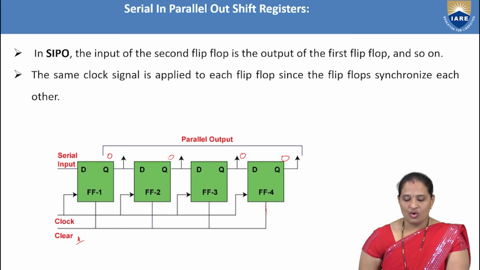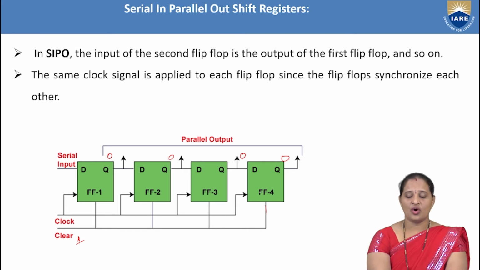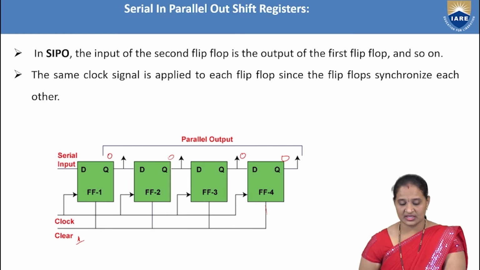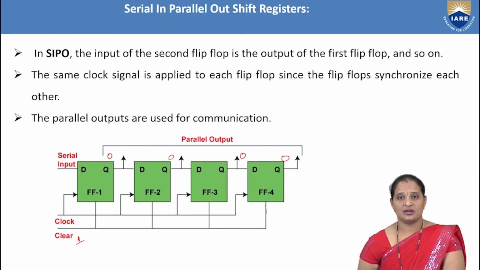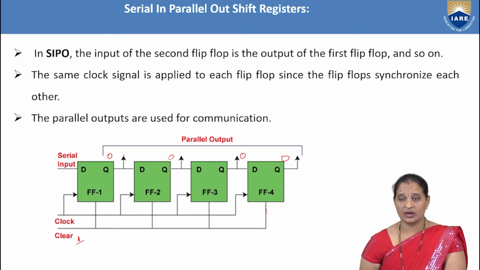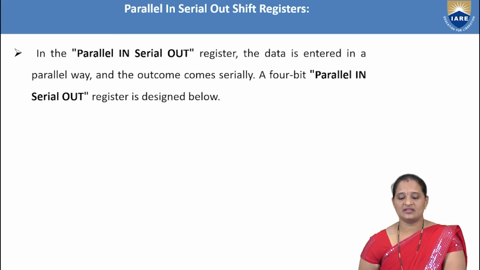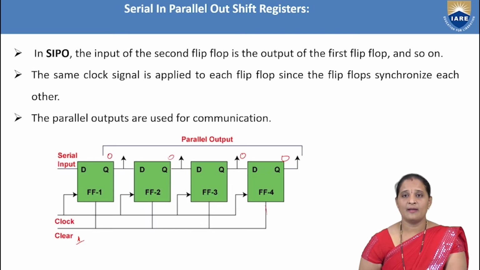As we are applying the same clock to all the flip-flops, all the flip-flops will work in synchronization with the clock signal. We are using these parallel outputs for reading the output from the register, all the bits at a time. So now let us see the operation of serial in parallel out.